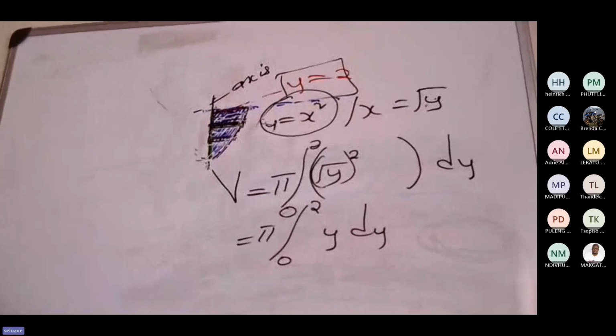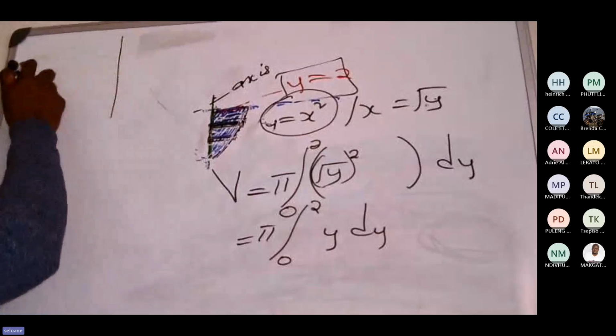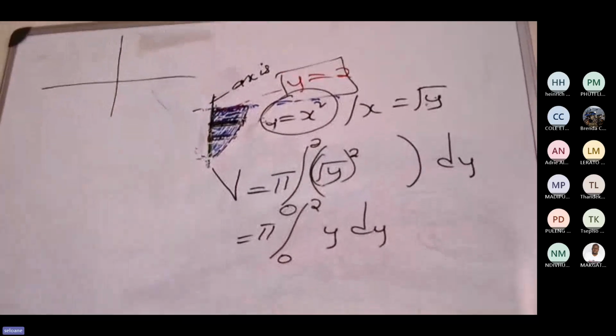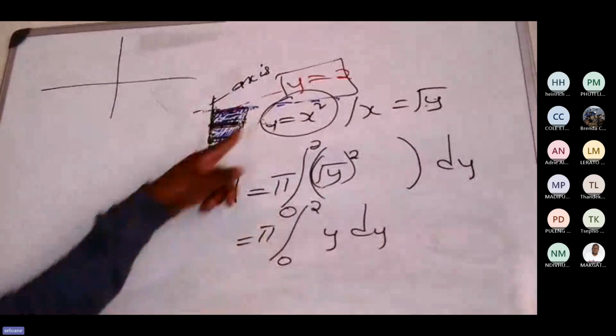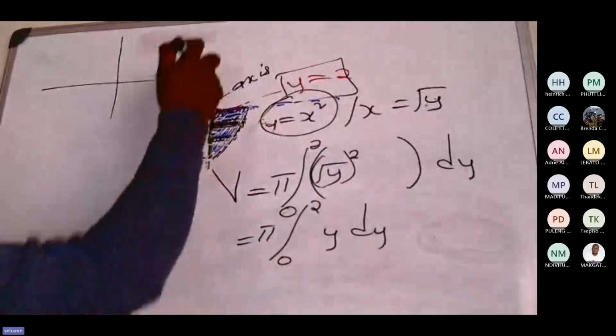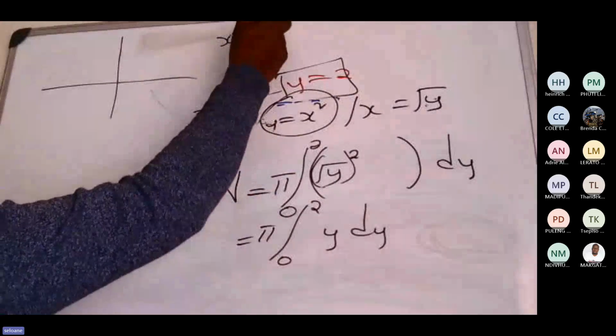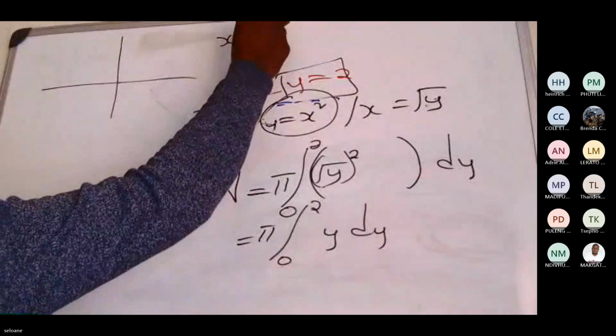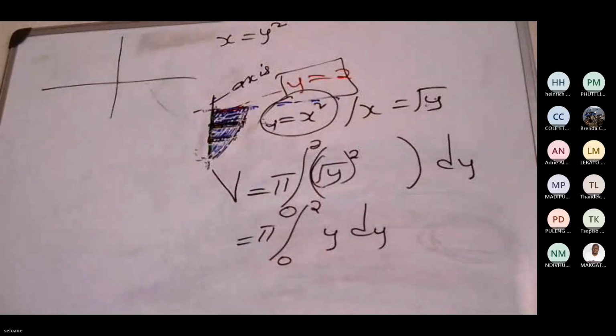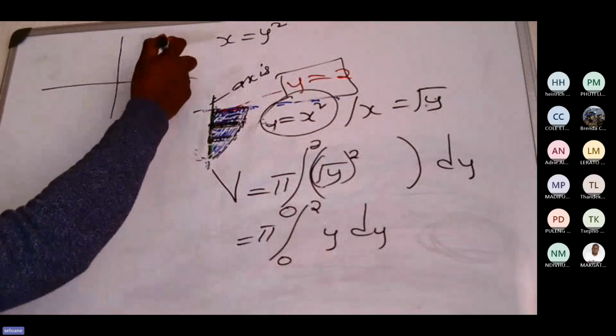It makes sense. Now, let's say this. You like the other example. So you have this. Which region is enclosed no longer by this, by x equal to y squared? Meaning it will now be this.